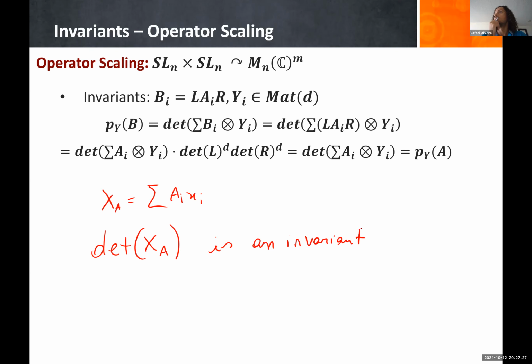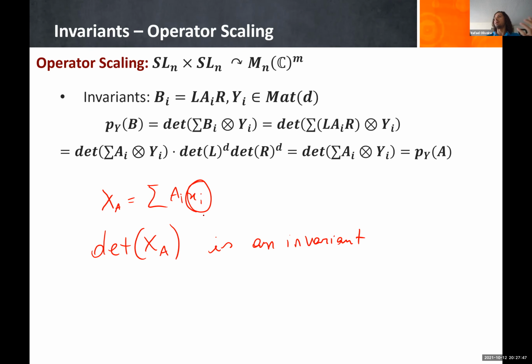Correct? But the thing is, this is not the only invariant. Because look, suppose that instead of having Xi be a variable, suppose that the Xi are 2x2 matrices.